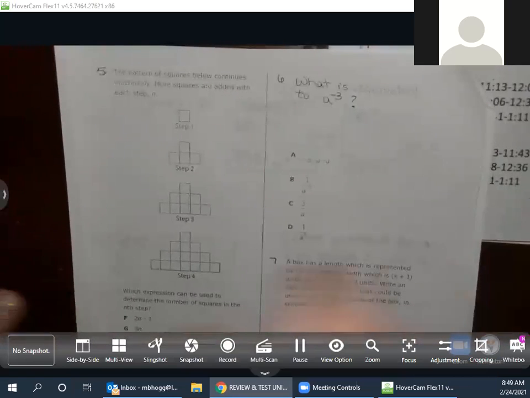Number 6, page 2. Actually, it says number 5 again. Great, we're doing another 5. Somebody got off on their numbering. It's fine.